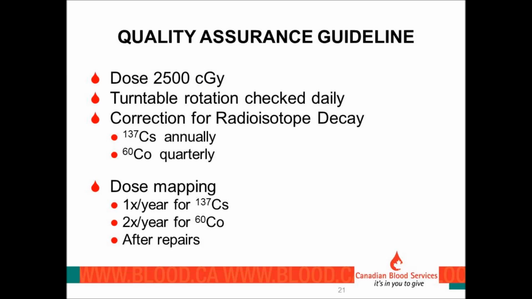Our quality assurance guidelines include that the dose has to be 2500 grays. Our turntable rotation is checked daily, and we also have to correct for the radioisotope decay. If you're using cesium, it has to be annually, and if it's cobalt-60, it's quarterly. We do dose mapping once a year for cesium-137, twice a year for cobalt, and then after any kind of repair.